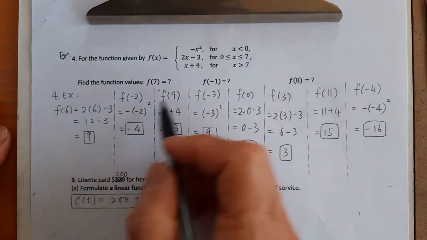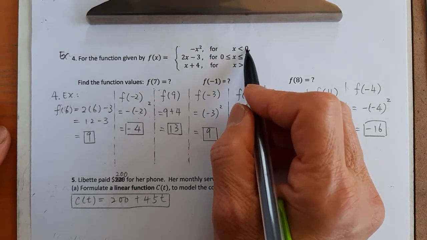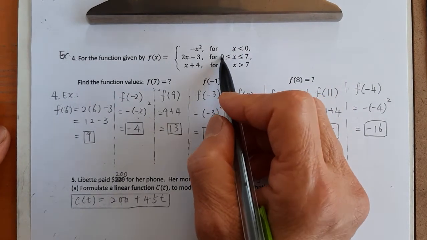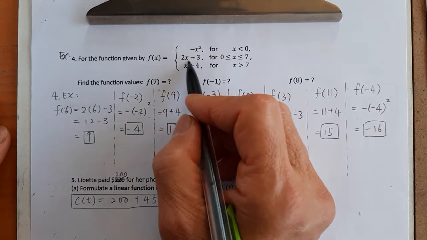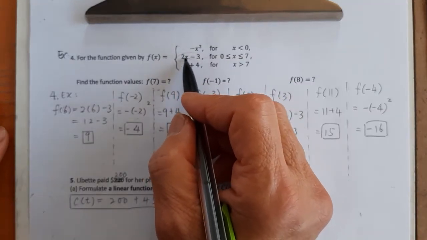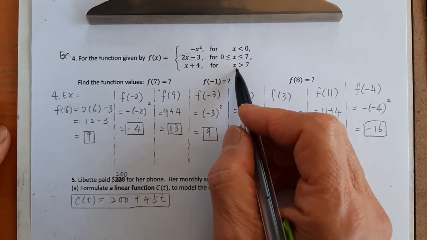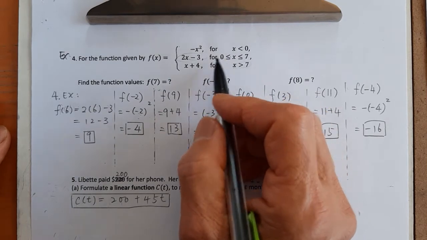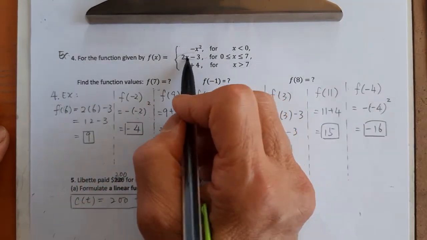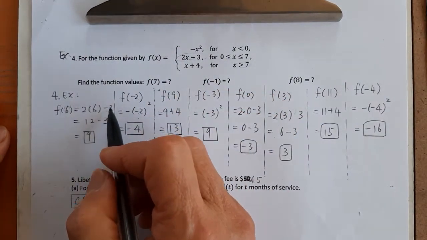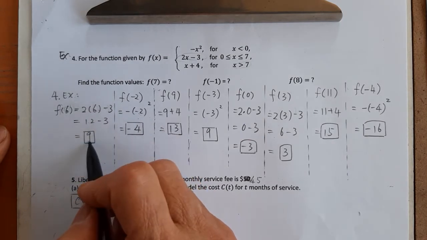So is 6 less than 0? No. Is 6 between 0 and 7? Yes. So use this function. Is 6 greater than 7? No. So it's the second one. So 2 times 6 minus 3 is 12 minus 3, which is 9.